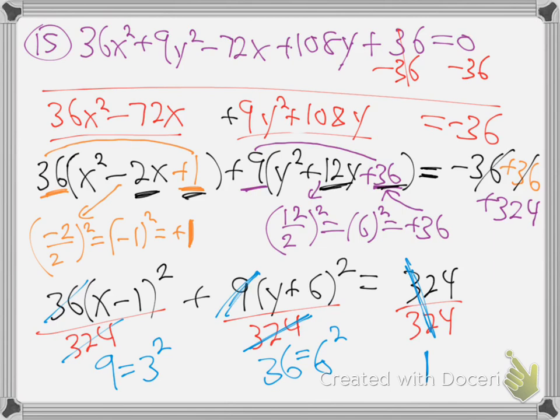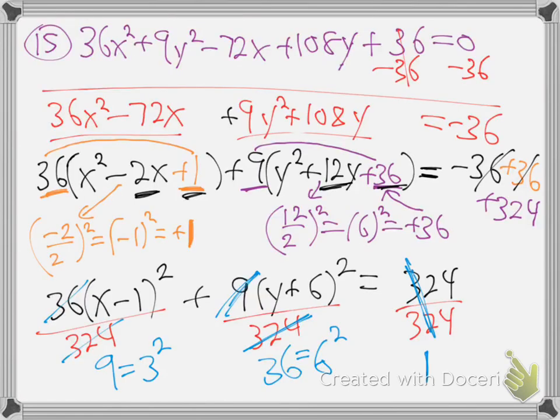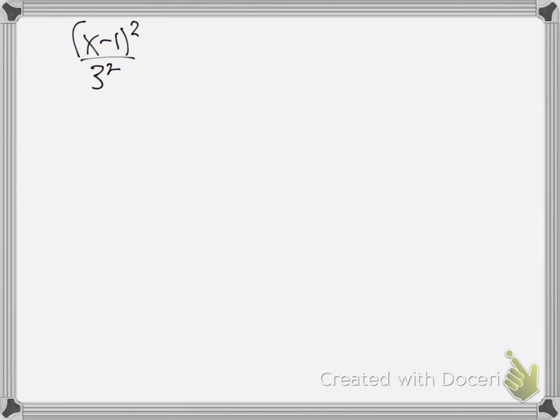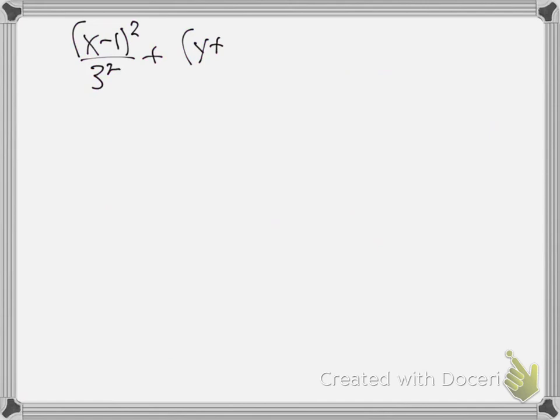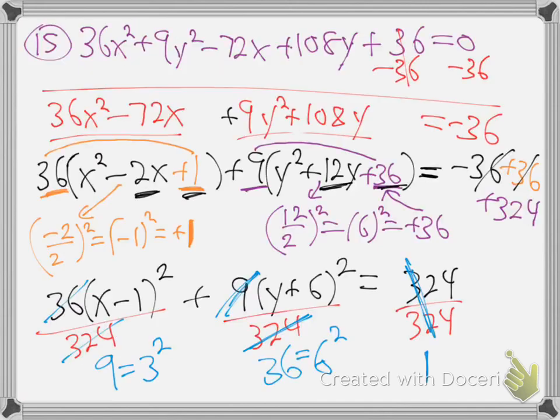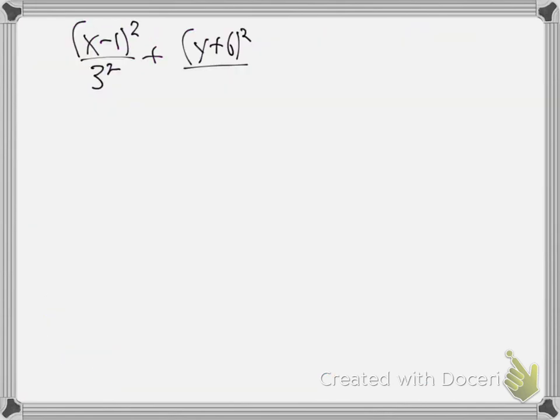I'll move this to a fresh screen if you're okay with that and start doing the graphing. You got this stuff down, so it's going to be x minus 1 squared over 3 squared plus y plus 6 squared over 6 squared equals 1. Okay, let's go to the graph.